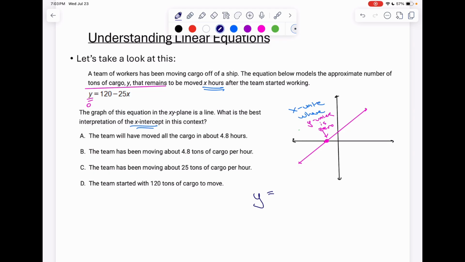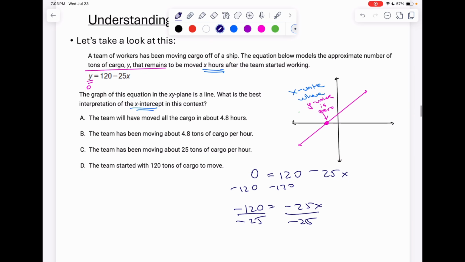We have our equation, y equals 120 minus 25x. Let's put a 0 in for our y value. Let's solve now. We get negative 120 equals negative 25x. Oops, sorry, that was a 120, not a 125. There we go. Divide by negative 25 on both sides to isolate our x value. And we get that x equals positive 4.8, which means the number of hours is 4.8 to make the y value, or the tons of cargo that remain, 0.